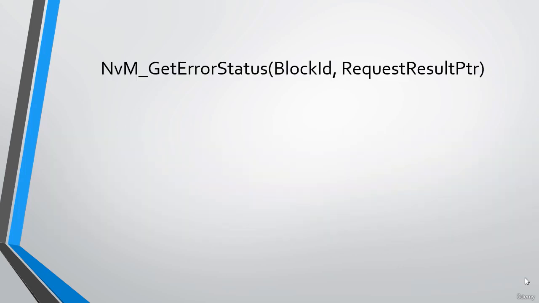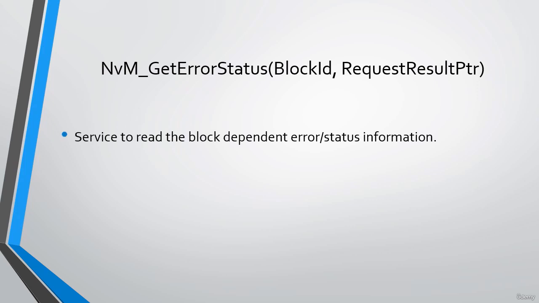NVM get error status. It has two arguments. One is the block ID and one is the request result pointer. Now this is a service or an API which is used to read the block dependent error status information. If you remember, in the admin block we are storing the error or status information. So if you want to get that data while we are running, we can get it by using this API. We will call this API, pass this block ID and this request result pointer, and then we will be able to read the block dependent error status.